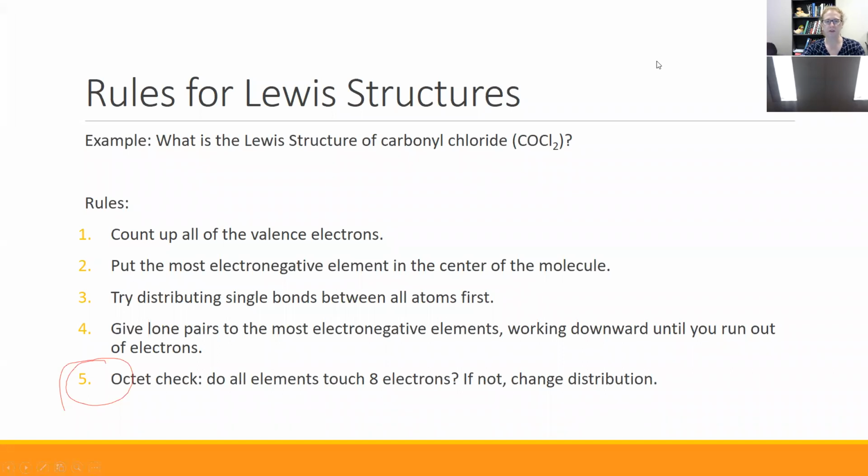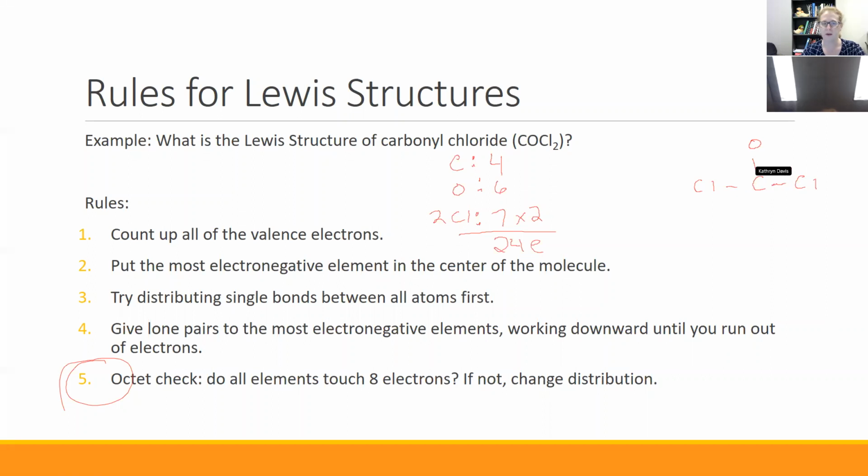If we start with the Lewis structure of carbonyl chloride, we begin by counting our valence electrons, carbon, oxygen, and 2 chlorines, to find out that there's 4 from carbon, 6 from oxygen, 7 times 2 from the chlorines, so 14, up to 24. We put our least electronegative element in the center, so we put the carbon in, and then we put the oxygen and the chlorines, shooting for symmetry. We start with single bonds, 2, 4, 6.